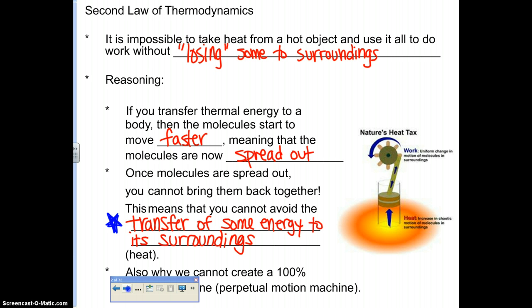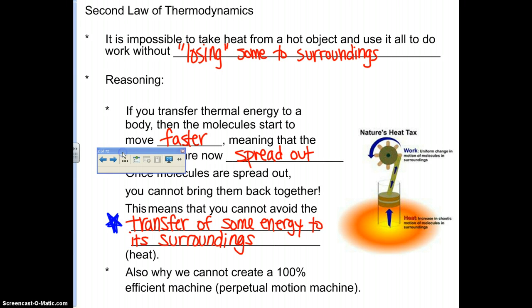So that's kind of like going from mechanical, KE to PE, PE to KE, KE to PE. There's going to be some that will be transferred into non-mechanical energy, such as heat, light, and sound. More so in this scenario, we're going to be talking about heat. It is also why, the second law of thermodynamics, is also why we cannot create a 100% efficient machine. This is called a perpetual motion machine. The machine would be able to perpetuate itself.